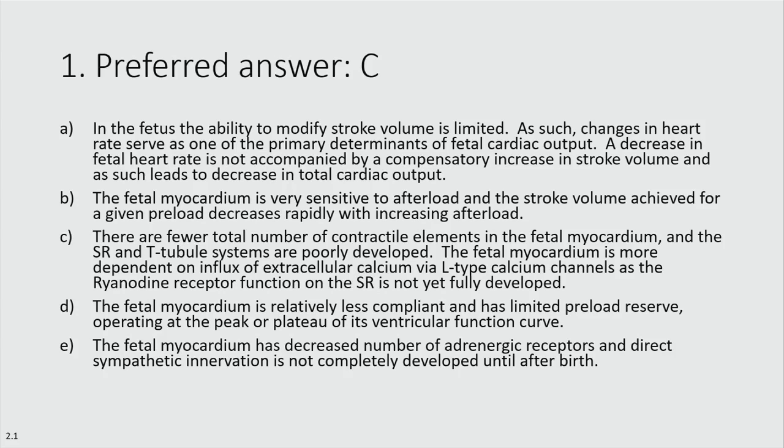And D was incorrect because the fetal myocardium is relatively less compliant and has limited preload reserve, operating at a peak plateau of its ventricular function curve. And E was incorrect because the fetal myocardium has a decreased number of adrenergic receptors, and direct sympathetic innervation is not completely developed until after birth.